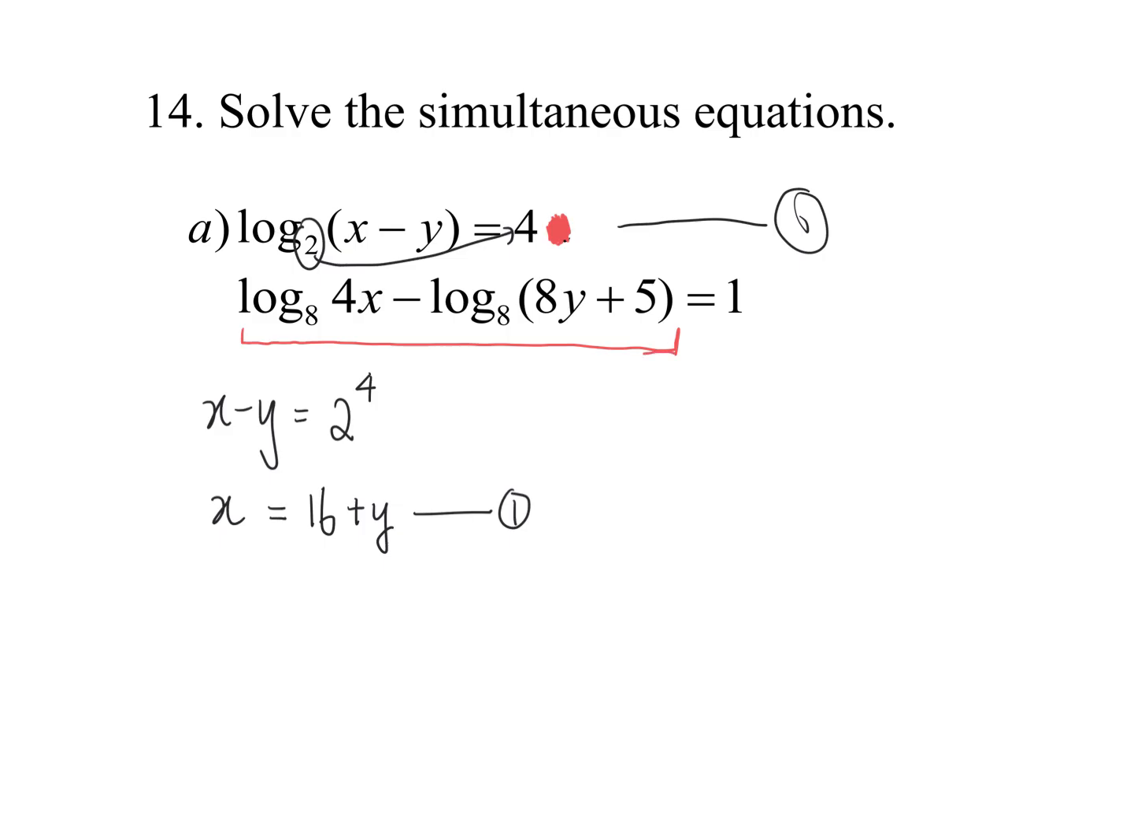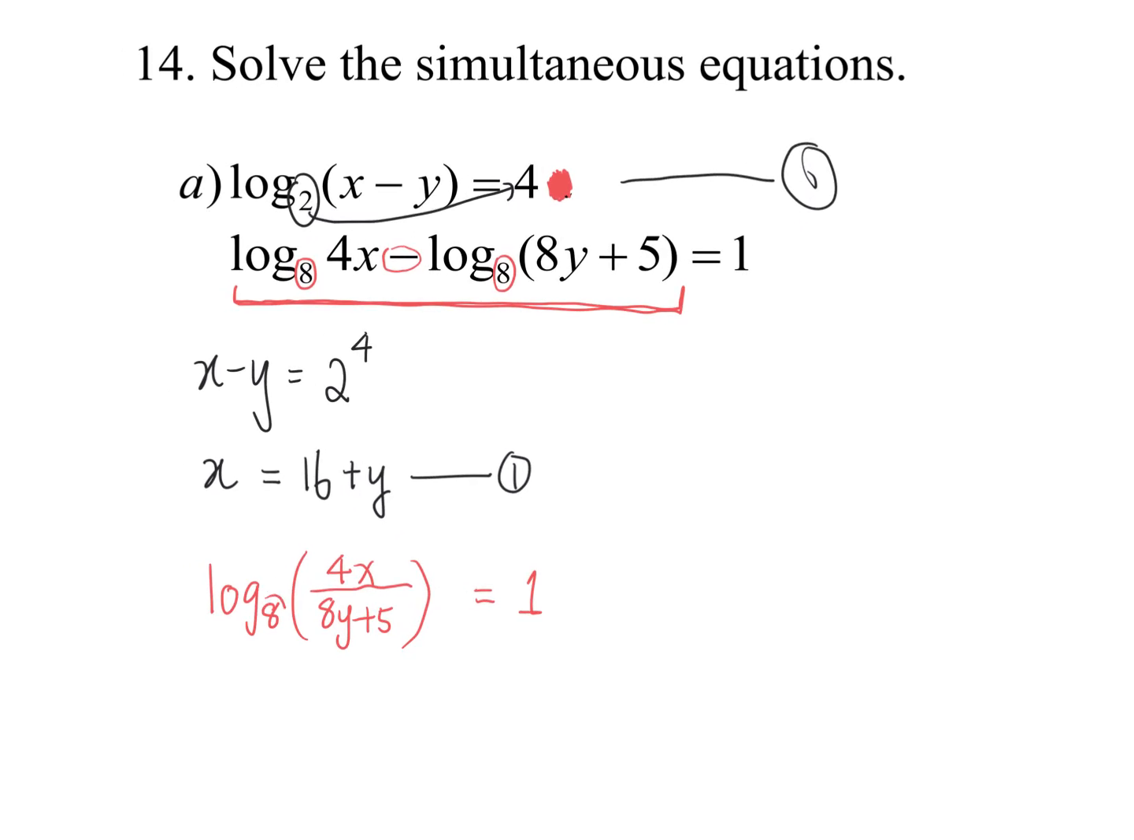I will combine these two into one. So when we push it, we have to do the log and log. Then from the second equation that is given, I will combine the first one. Since the base is the same and it's subtraction, then I divide the expression first. So 4x over 8y plus 5. Okay. Then it's equal to 1. So to get rid of the log, I change to index form. So push this upward. So 8 to the power 1.